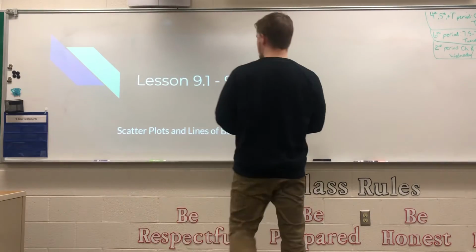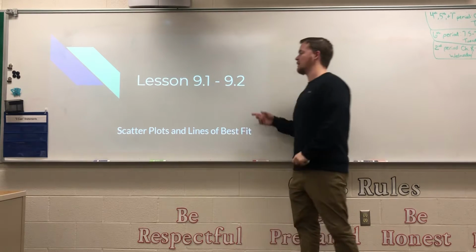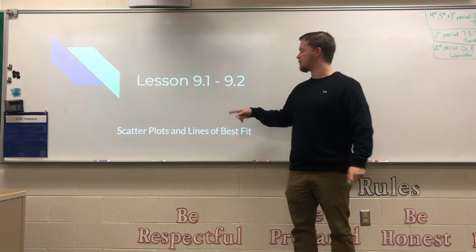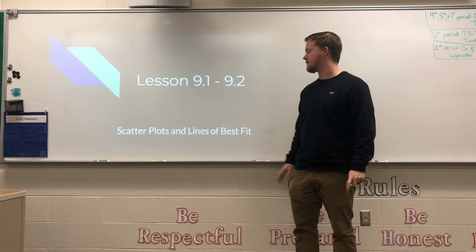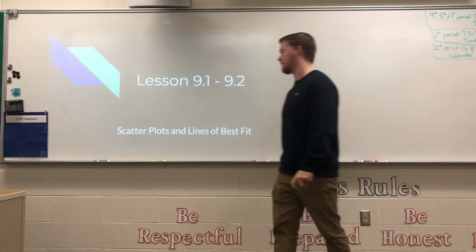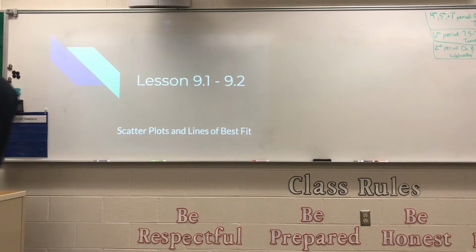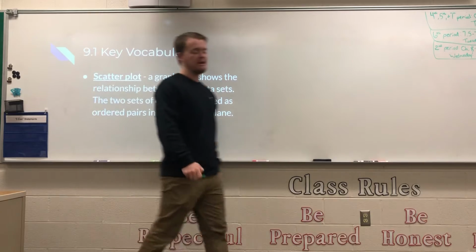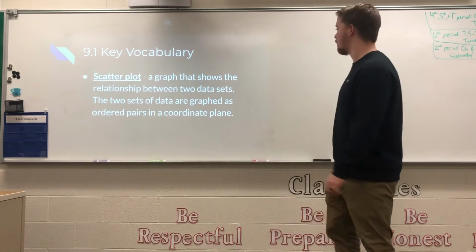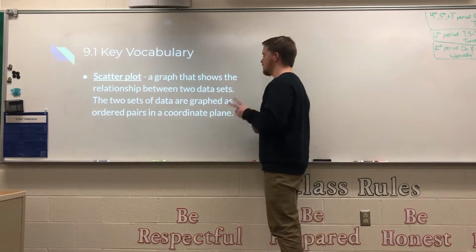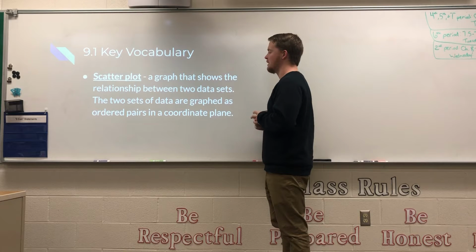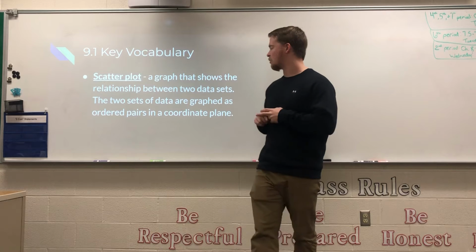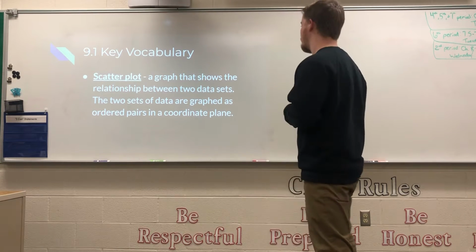Alright, so today we're going to start on chapter 9. The first two sections, 9.1 and 9.2, are what's called scatter plots and lines of best fit. So, let's go ahead and look at what that means. We'll start with the key vocab word of a scatter plot. A scatter plot is a graph that shows the relationship between two data sets. The two sets of data are graphed as ordered pairs in a coordinate plane.